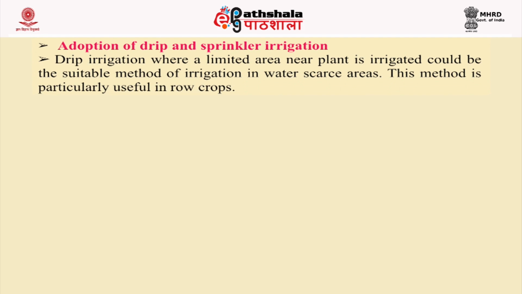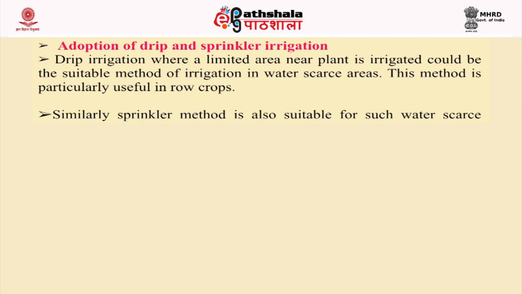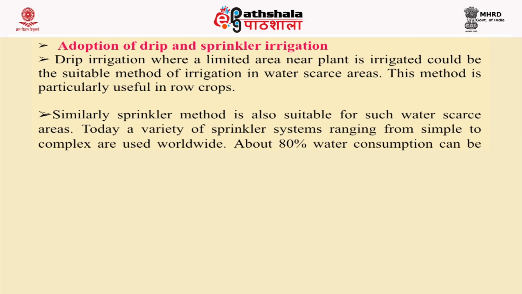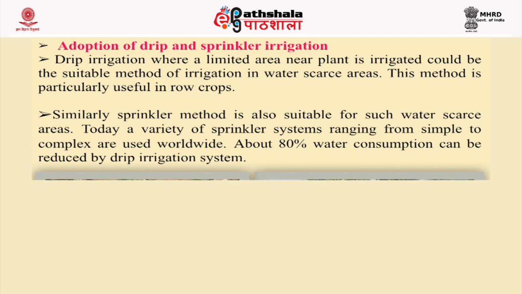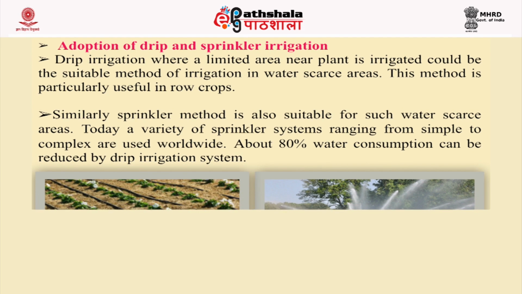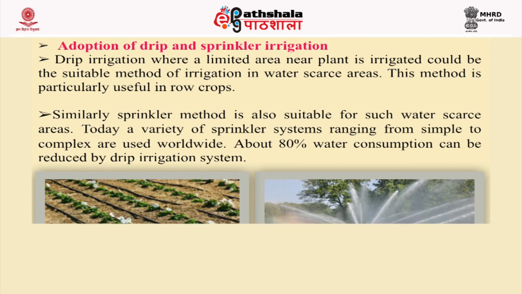Drip irrigation, where a limited area near the plant is irrigated, would be the suitable method for irrigation in water scarce areas. This method is particularly useful in row crops. Similarly, the sprinkler system is also suitable for such water scarce areas.